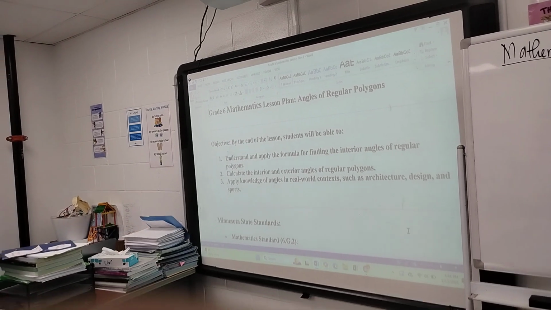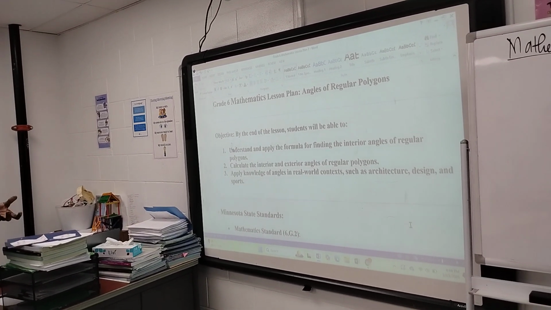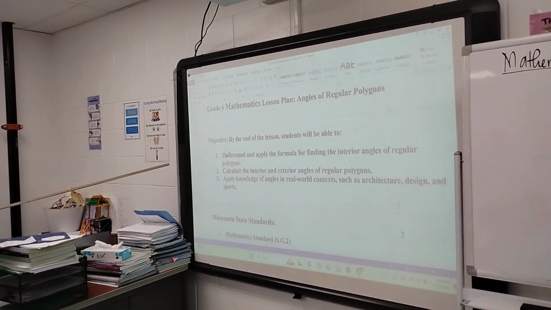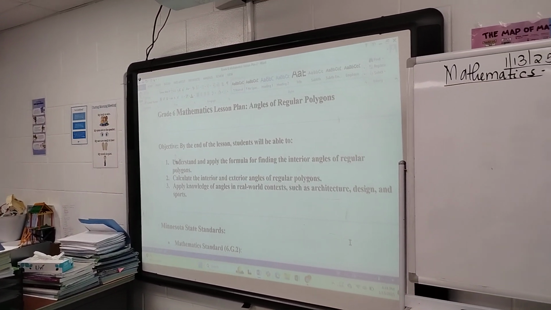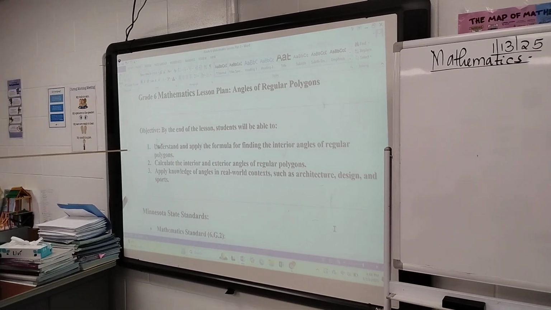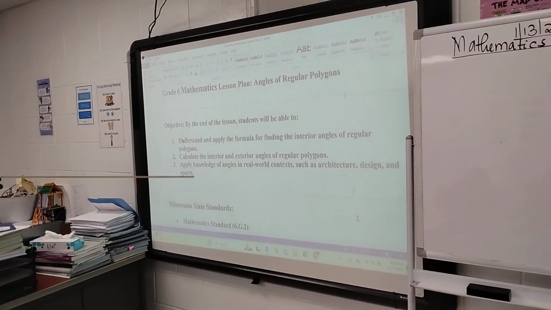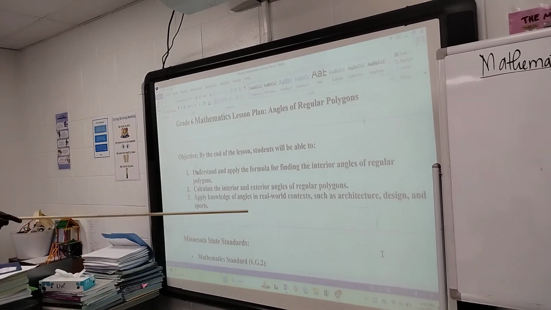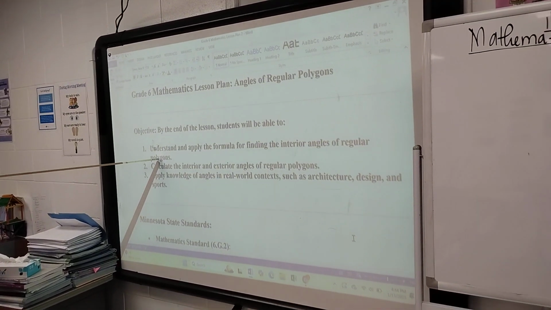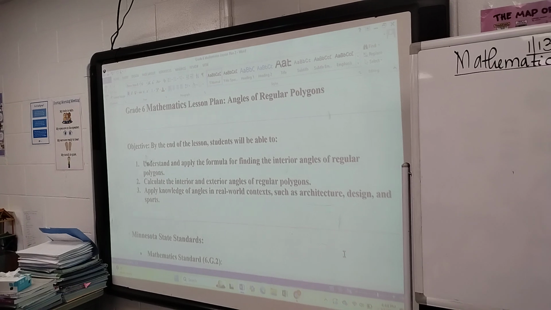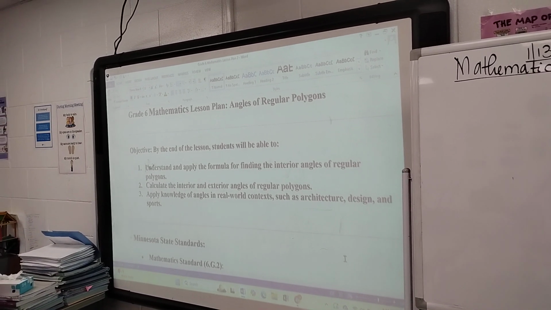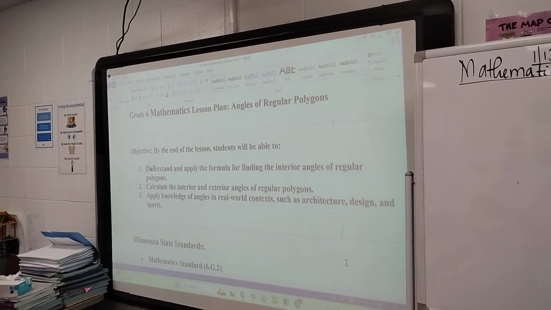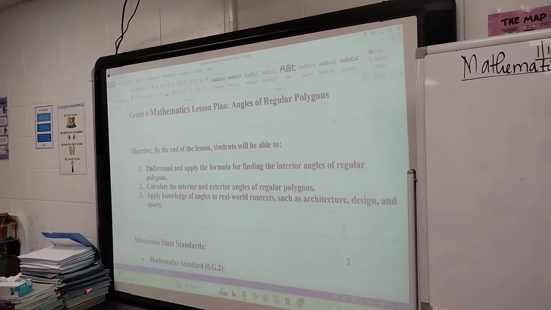Learn about angles of regular polygons. When you talk about angles of regular polygons, what is it that you are expected to know at the end of the lesson as a student? Number one, you are expected to understand and apply the formula for finding the interior angles of a regular polygon. That is the first objective.